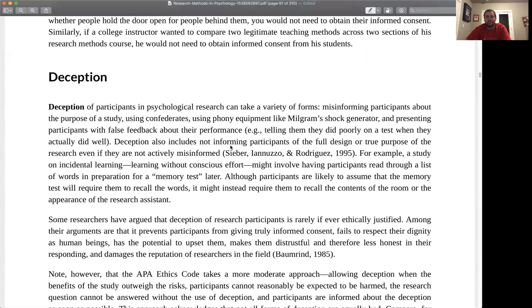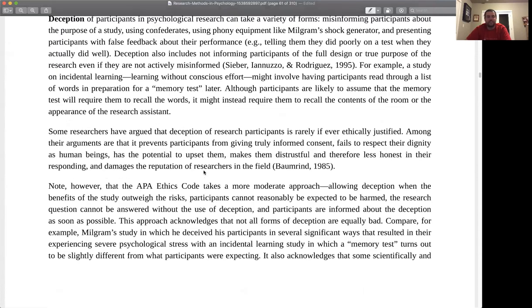Deception, we talked a fair amount about that already. Here's just more details. Again, something that absolutely you can use, but we don't want to overdo it. We want to use deception when it is absolutely necessary.